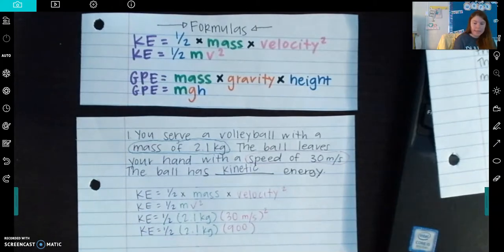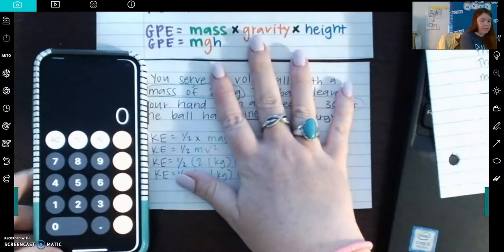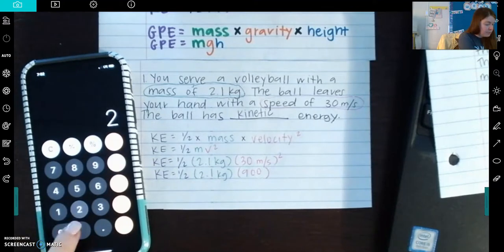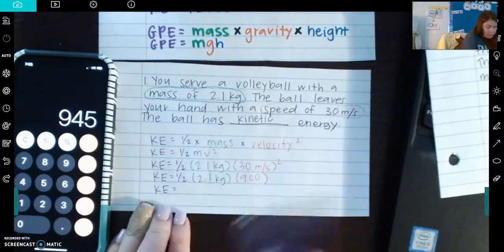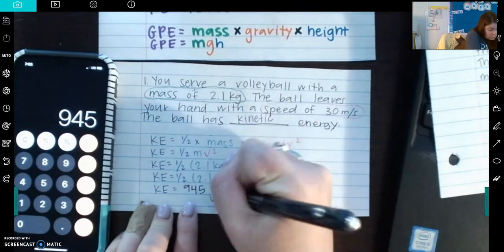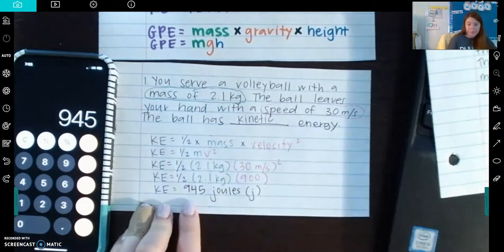So then I can just multiply these three by each other. So let me scoot this up. I'm going to put my calculator right here so you can see it. So I'm going to say 900 times 2.1 equals 1890 times 0.5 equals 945. So my kinetic energy equals 945 joules, which can also just be written as a J.